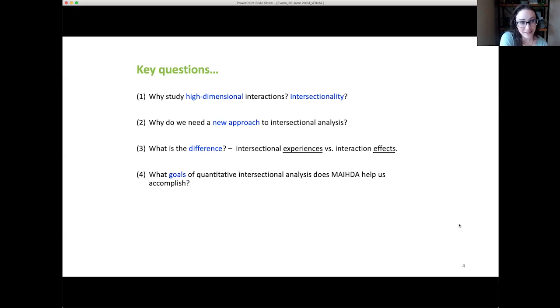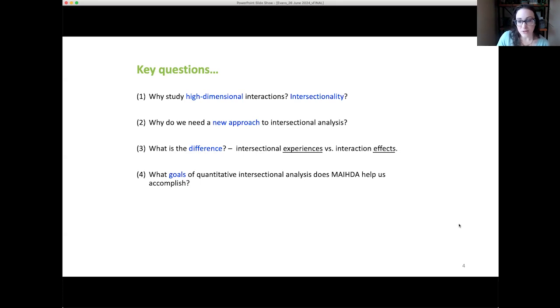And then number three, this is just a clarification I have to make every talk I give because it's probably the biggest conceptual stumbling block as we do any kind of quantitative intersectional analysis. That includes MAIHDA and also other kinds of analysis. And that is the difference between intersectional experiences in a sense that we might theorize it, and then how that might leave a footprint on an outcome we are studying, so interaction effects.